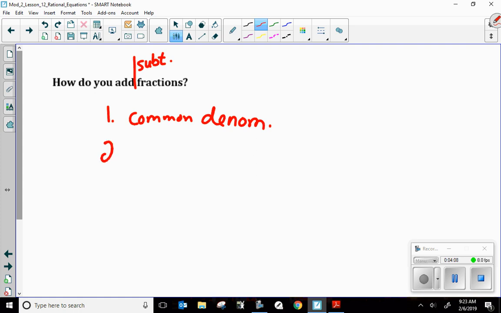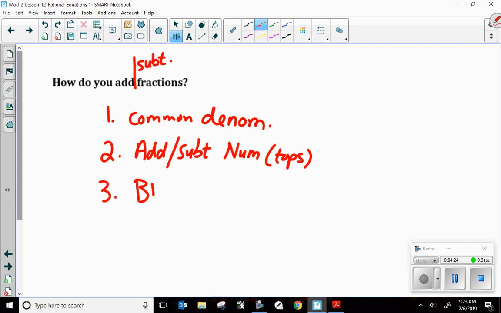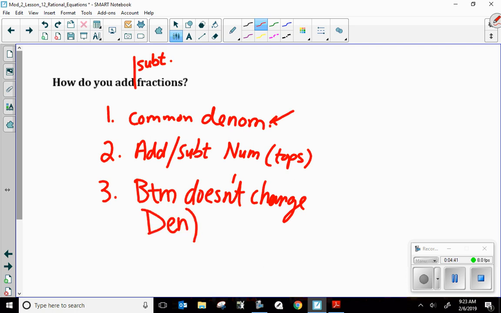Step 2 is when you have a common denominator, you just add, or in our case, add or subtract, the tops, which we call the numerators. Okay, those are the tops. And then the bottom doesn't change. You don't add the bottoms. The bottom doesn't change. Whatever the common denominator is, that's what it is. And the bottom, again, that's the denominator.